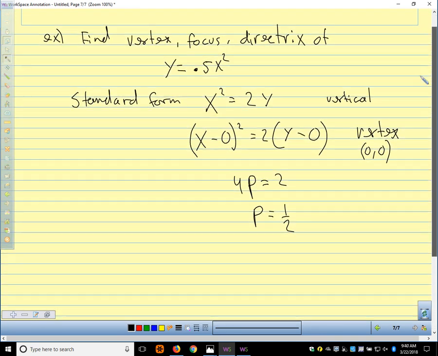So our focus is 1/2 unit up from the vertex. So how do we write 1/2 unit up from 0, 0? 0, comma, 1/2. And the directrix, 1/2 unit down, we get a line.